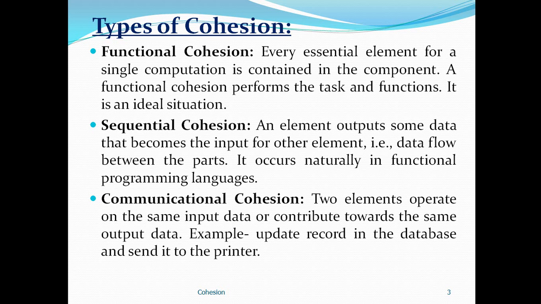Functional cohesion is the one which performs a single task. See the definition: every essential element for a single computation is contained in the component. A functional cohesion performs the task and functions. It is an ideal situation. It is clear that functional cohesion performs a single task.